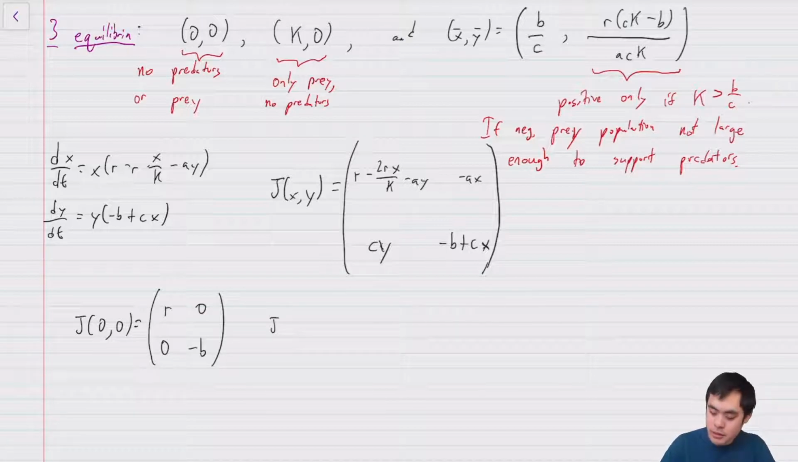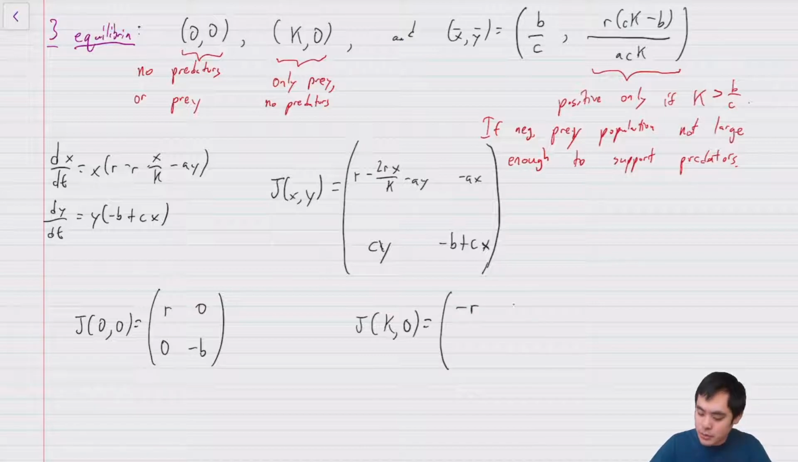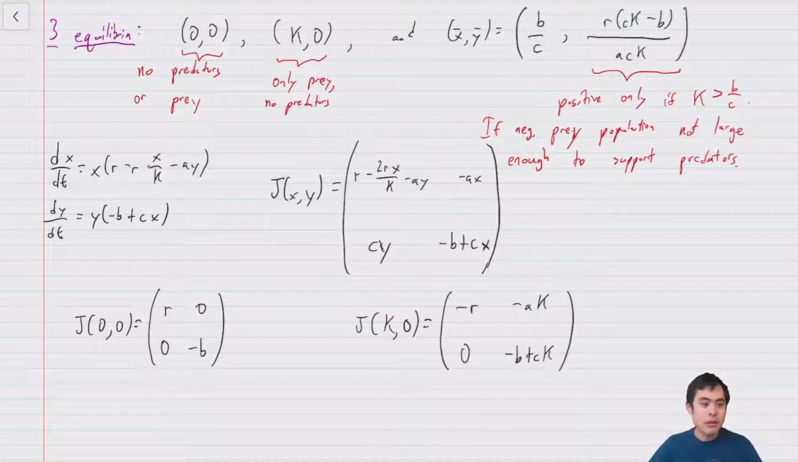And we also have J of k0 is going to be equal to minus r, minus a k, 0, and minus b plus c k. And let's deal with the third equilibrium in a moment, since that's the more complicated one.